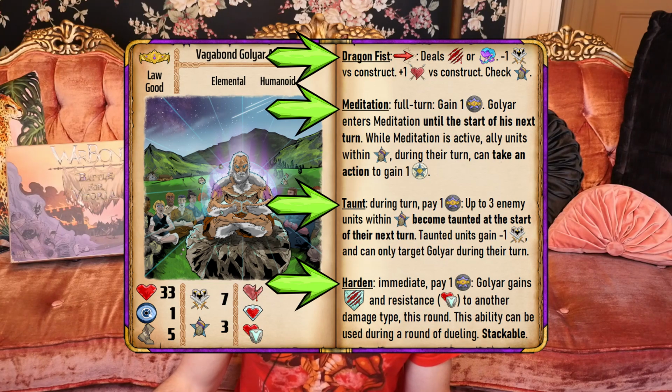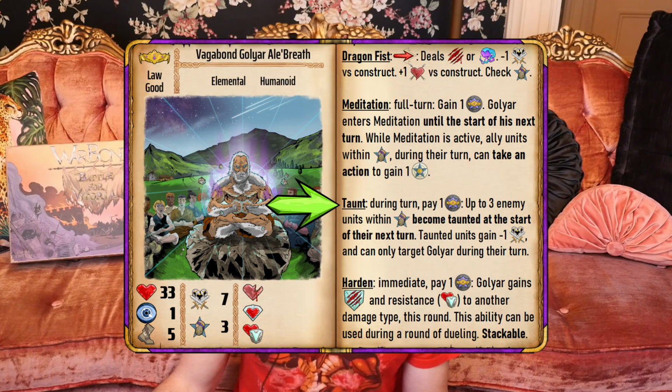Activatable abilities are those which have a time, effort, and resource cost that must be paid in order for the ability to be performed. Additionally, these abilities have targeting and conditional requirements that must be satisfied in order for the ability to be performed. An example of an activatable ability is Vagabond Golyar Aelbreth's Taunt ability.